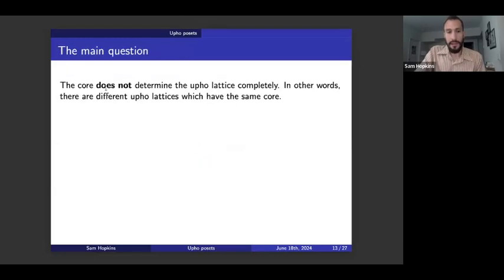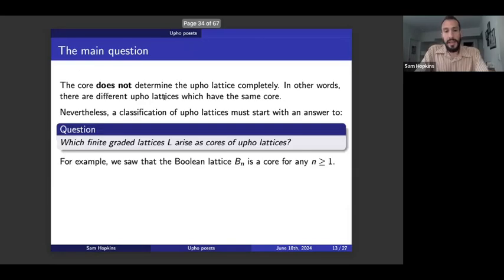I should say as a disclaimer right away that the core does not determine the Upho lattice, in the sense that there can be multiple Upho lattices which have isomorphic cores. But nevertheless, if we wanted to classify Upho lattices, then we have to start with an answer to the question of which finite graded lattices are cores of Upho lattices. Is every finite graded lattice a core of an Upho lattice? For example, we saw that the Boolean lattice B_n is the core of the natural numbers N to the n. So the Boolean lattices are cores.